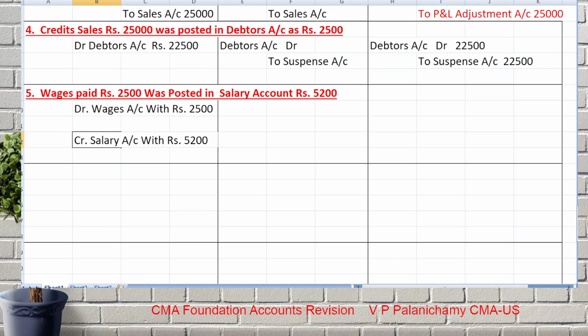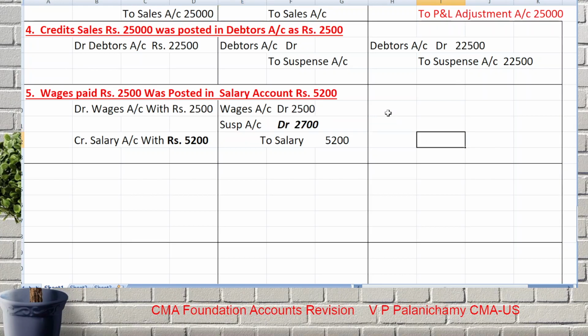5,200 is what was recorded in which account? Salary account. If it is after trial balance, what entry will we pass? Wages account debit 2,500 to which account? To salary account. What will come to salary account? 5,200. The difference will be placed in which account? Suspense account. What will be the debit? The difference, 2,700.